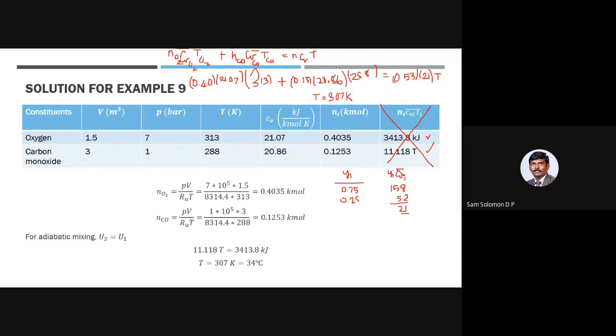Okay, so when they say U2 equal to U1, this U2 is after mixing, this U1 is before mixing. So it is both one and the same. Both example 8 and 9, it is one and the same. So we are getting the same value as the final temperature, which is 307 Kelvin.